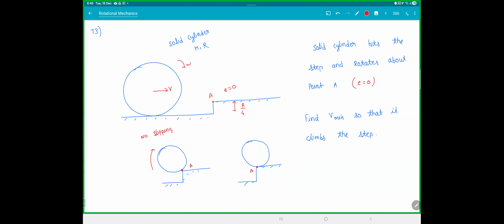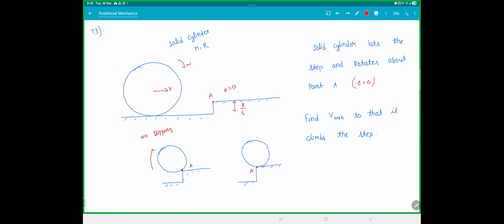Second thing, conservation. Find V minimum to climb the step, meaning you're just interested in the speeds initially. So linear momentum, can I conserve linear momentum? I don't think so, because there'll be a normal reaction here. There is an external force. Can I conserve energy? No, E is not equal to 0. You can't conserve energy. Angular momentum, that is the only thing left. So that must be the thing.